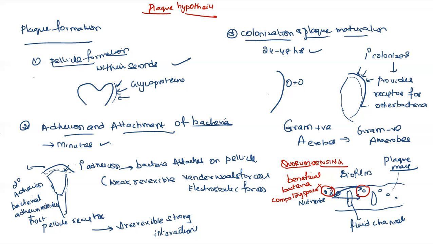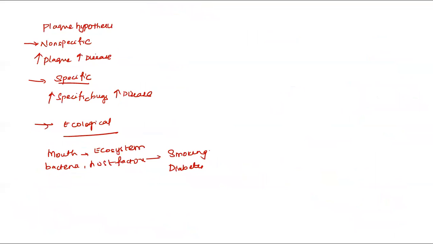Okay, biofilm. What happens in the biofilm? Basically, you see fluid channels where nutrients are flowing in the plaque mass, and also there is communication happening between bacteria so that the beneficial bacteria are supported and competing species are removed, and that is called quorum sensing. Okay, and next, plaque hypothesis. The non-specific and specific plaque hypotheses are not true, because non-specific says that more plaque means more disease, and specific says that some specific bug causes disease. Ecological is like an ecosystem. Bacteria is there. Host factors are smoking and diabetes. Okay, so that's all for today. Thanks for watching.